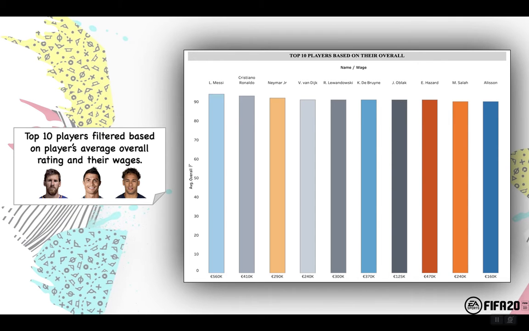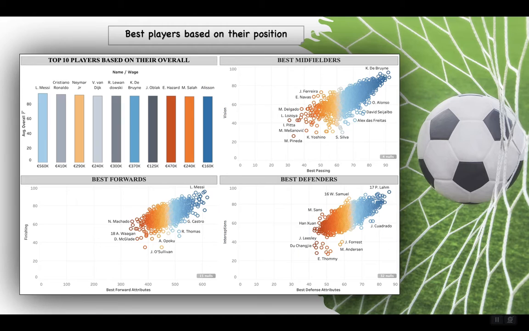Now this is a bar graph of the top 10 players in the soccer game based on their average overall rating given by EA Sports. From this bar graph, it's pretty clear that Lionel Messi, Cristiano Ronaldo, and Neymar Jr. are the top 3 players. I also have considered mentioning the wages of each player here, and we can see that Messi is paid the most compared to all other players. And I'll be using the same color code for all the players going forward.